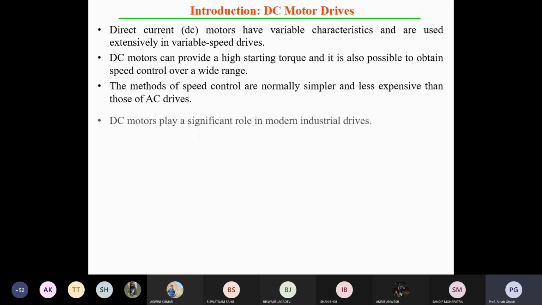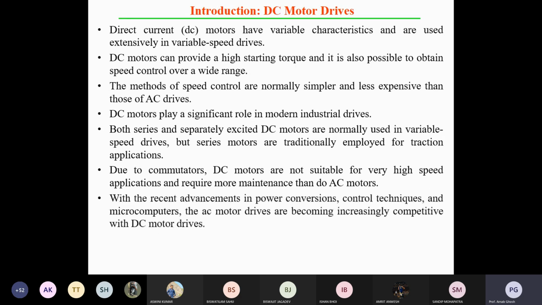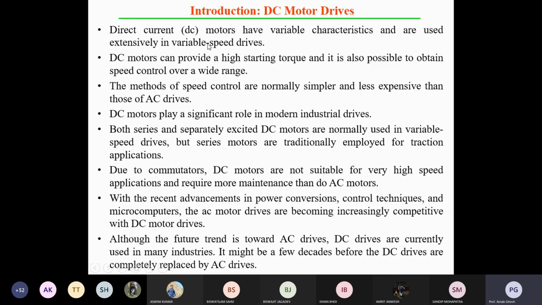In case of DC motor drives, you know that DC motors have variable characteristics and are used extensively in variable speed drives. You can change the speed of the motor from below base speed to above base speed by changing the controlling methodology, like changing the input voltage of the motor, as well as changing the field current. So that is possible.